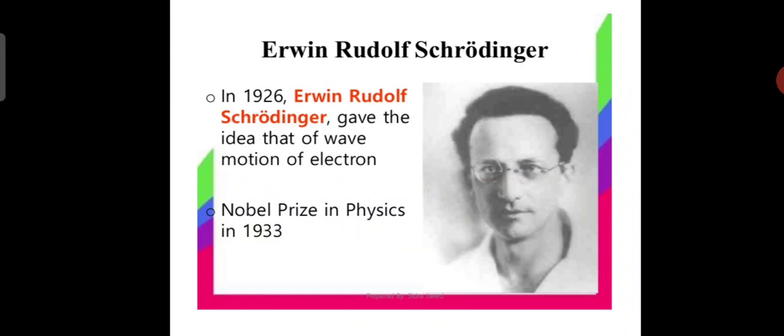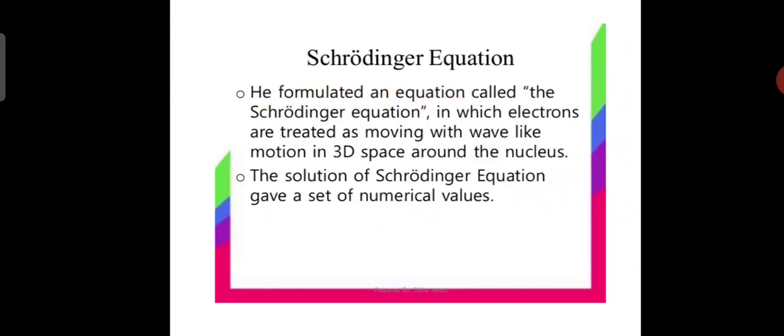Okay, so in 1926, Erwin Schrödinger gave the idea of wave motion of electrons. Okay, so he was awarded the Nobel Prize in Physics in 1933. So he formulated an equation called the Schrödinger equation, in which electrons are treated as moving with wave-like motion in 3D space around the nucleus. So this solution of the Schrödinger equation gave a set of numerical values.